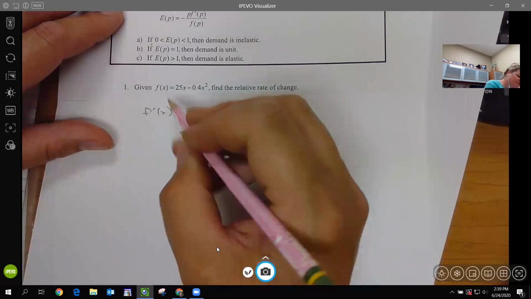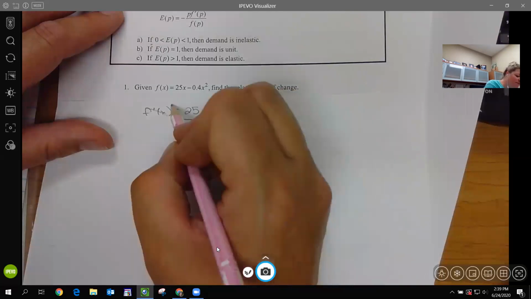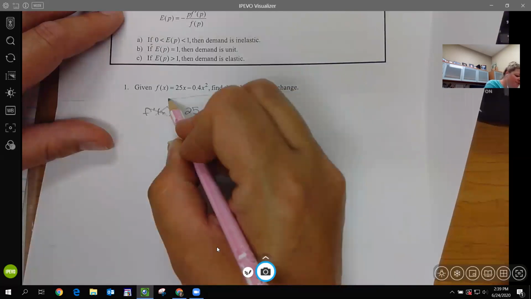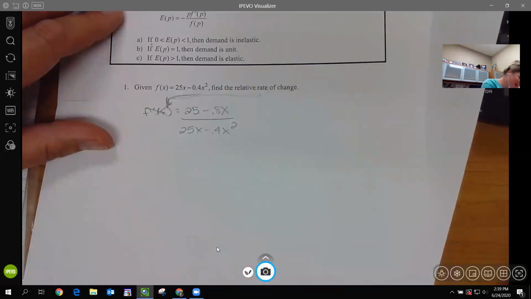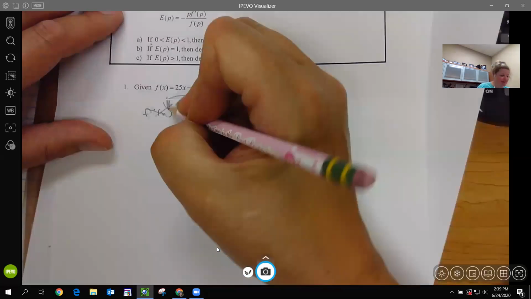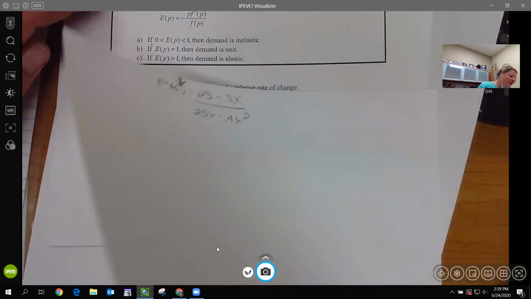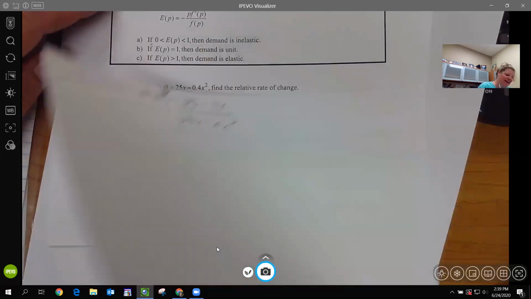And this is, well, I'm lazy. This is the relative rate of change. I've changed it. There we go. I don't want it to say derivative. I'm just too lazy to rewrite it. That's all right. So there we go. There's our solution. That's it.